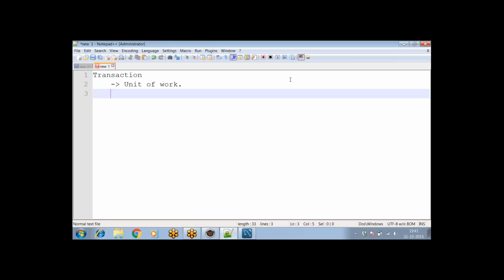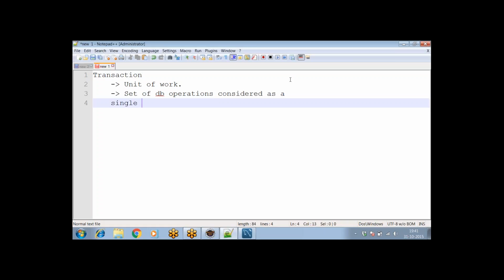Set of DB operations, you can say. You can describe the transaction as a set of DB operations considered as a single unit.